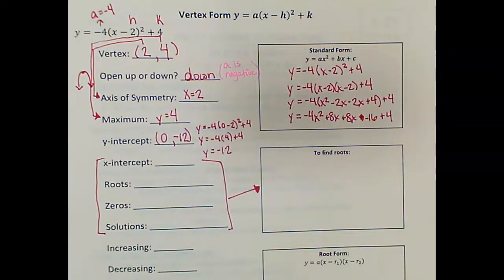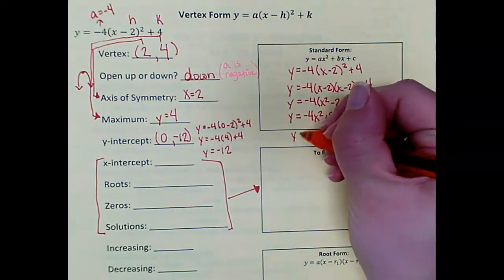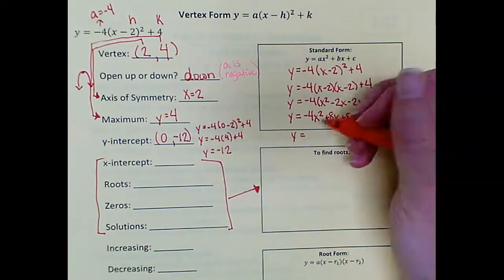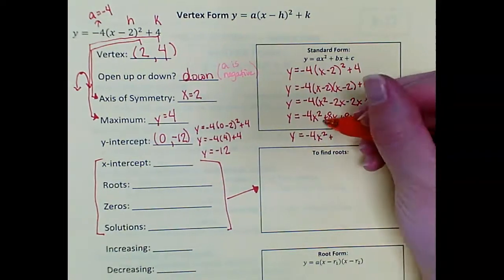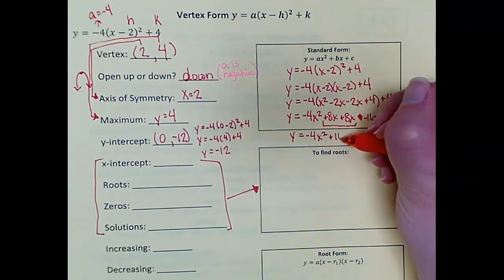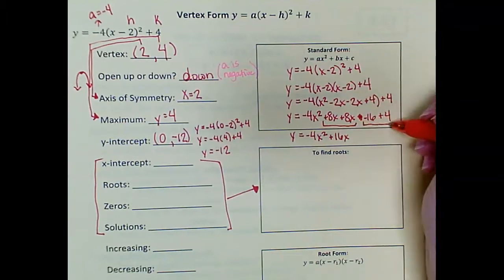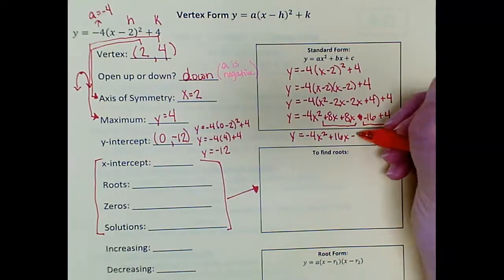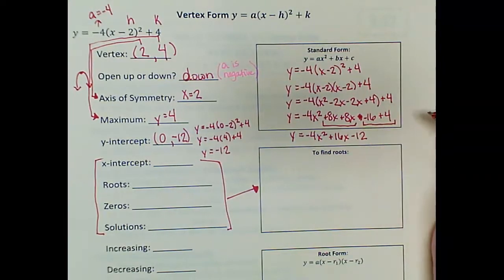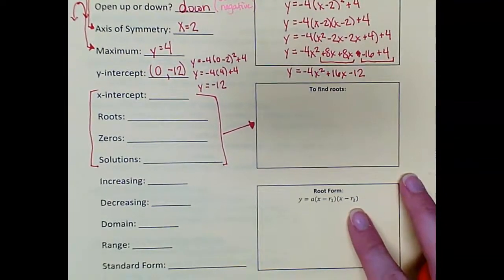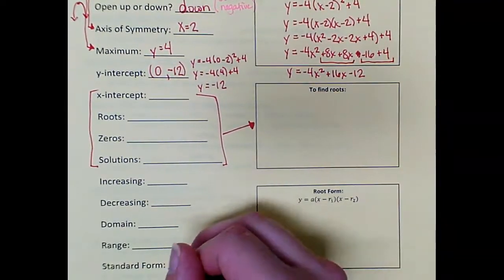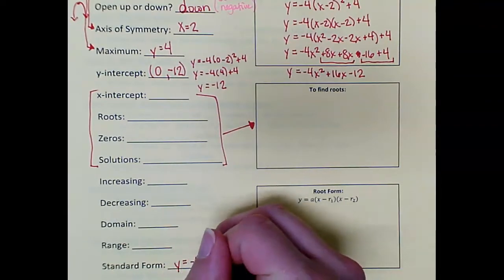So if I combine my like terms, I guess standard form will just kind of hang out under the standard form box. I've got negative 4x squared plus 8x and 8x, that's 16x. And then negative 16 plus 4 is minus 12. So there's my standard form, which actually is something that we have on the bottom that we're asked for. So I'm going to go ahead and rewrite that here because it is part of our problem later on.